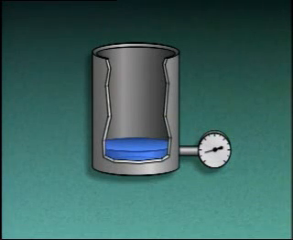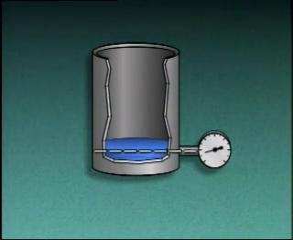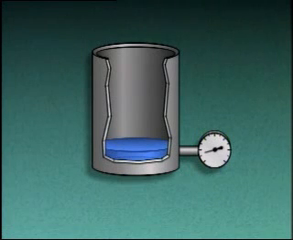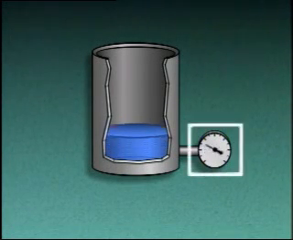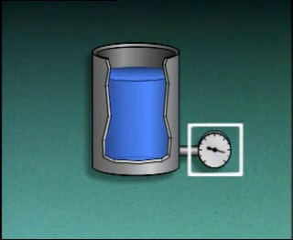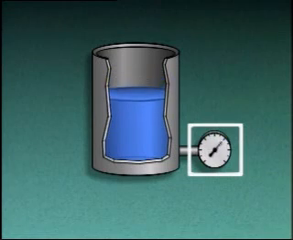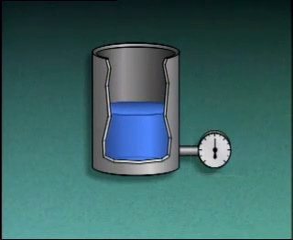Here's an example of continuous level measurement. In this arrangement, a gauge that's mounted at the zero line of a tank provides an indication of the level in the tank at all times. If the level rises, a pointer on the gauge moves up a scale to indicate the higher level. If the level drops, the pointer moves down the scale.